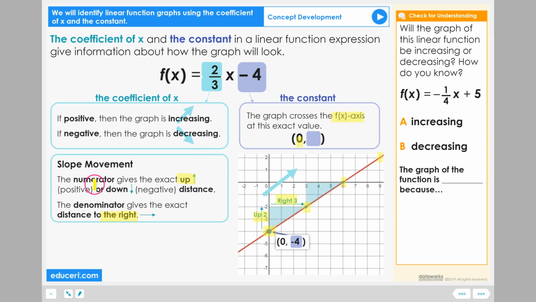So the coefficient tells us about the slope of a line, that it's either increasing or decreasing, and then we can use the numerator and denominator to know exactly how it's increasing or decreasing with exact distances. The constant will tell us the exact location on the f of x axis that the graph crosses through.